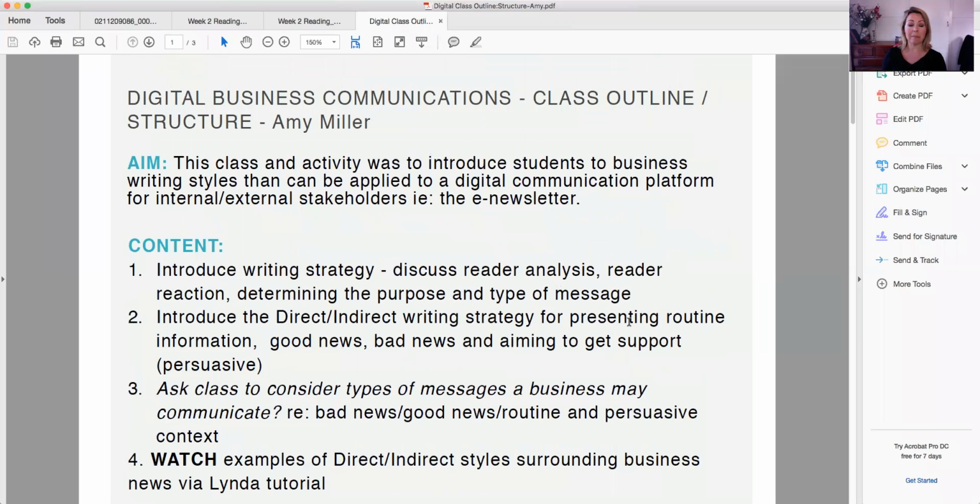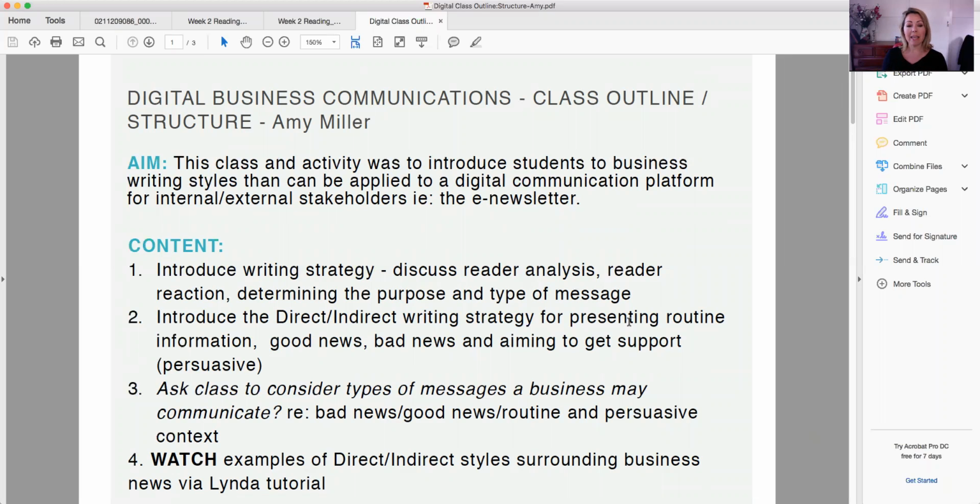So I started the lesson by introducing writing strategy, and obviously this was supported by a Lynda tutorial. Here, though, we first discussed how we can analyse the reader, so our target audience, who they are, how they might react to our news depending on what our message is, what are some of the responses that they might have, what the purpose of our message is. So it could be that it is to inform them or to persuade them to do something or to entertain them in some way, and hence then we can discuss maybe what our audience may do in relation to receiving it.